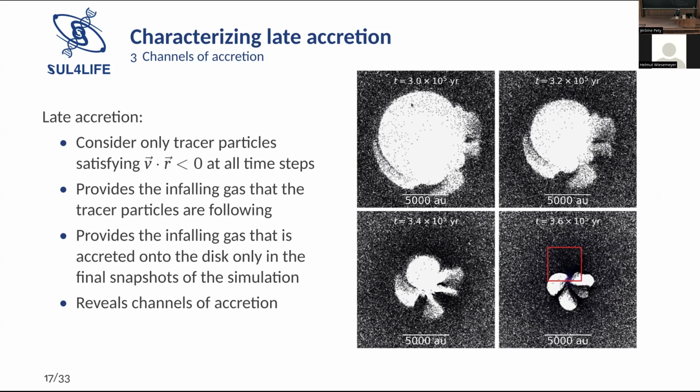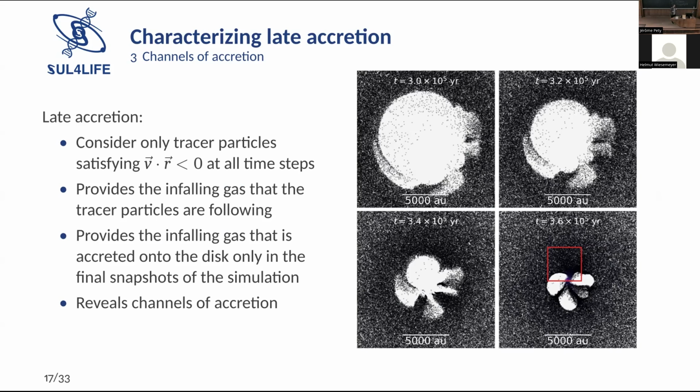And when I select the tracer particles that satisfy this criterion, I found these clouds of tracer particles. And by accident, I also selected the tracer particles that belong to the disk, which is here, okay, that are accreted only in the latest snapshot of the simulation. So this is coincidentally late accretion, okay. Here you see the pointer. Here you may see also some channels of accretion that will be important later.